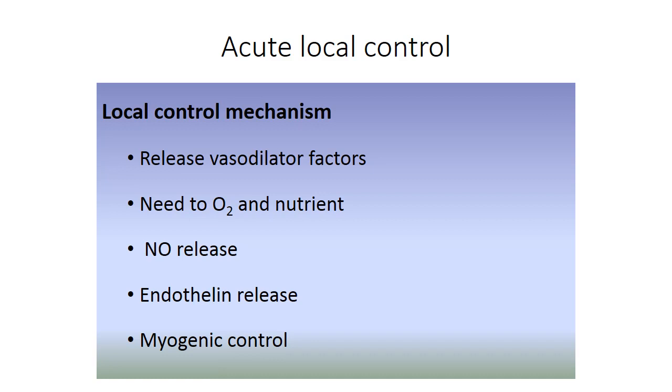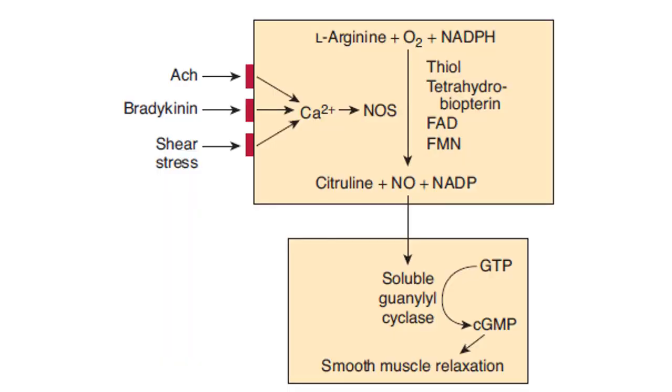Myogenic reflex is related to myocytes, and by any disruption of vessels, the myocytes start to contract and contract the vessels by myogenic reflex. Let's see a little more about nitric oxide. You know, nitric oxide is an important vasodilator for local control of blood flow.